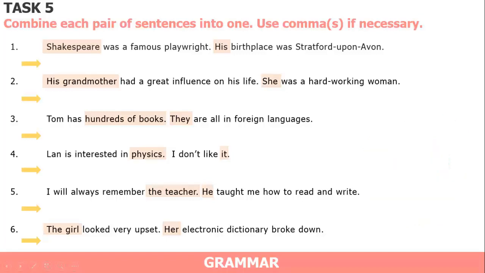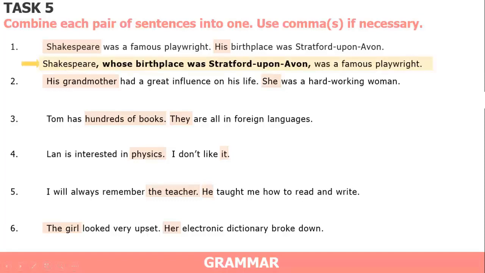Time's up. I will give you the answers and explanations. In number 1, the relative clause must be placed right after what it refers to, which in this case is Shakespeare. His is the possessive adjective. Therefore, the relative pronoun whose will be used to replace it. We will write like this. Shakespeare, whose birthplace was Stratford-upon-Avon, was a famous playwright.